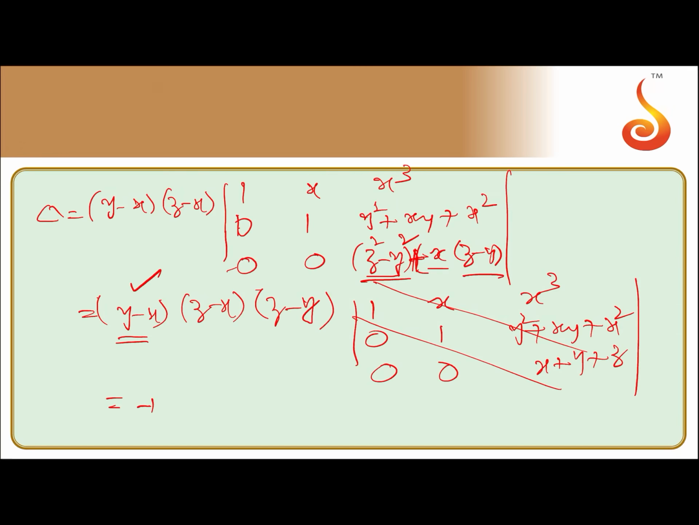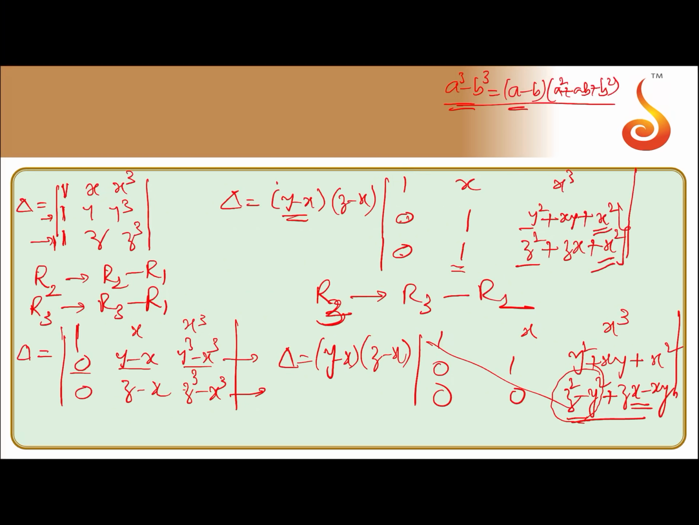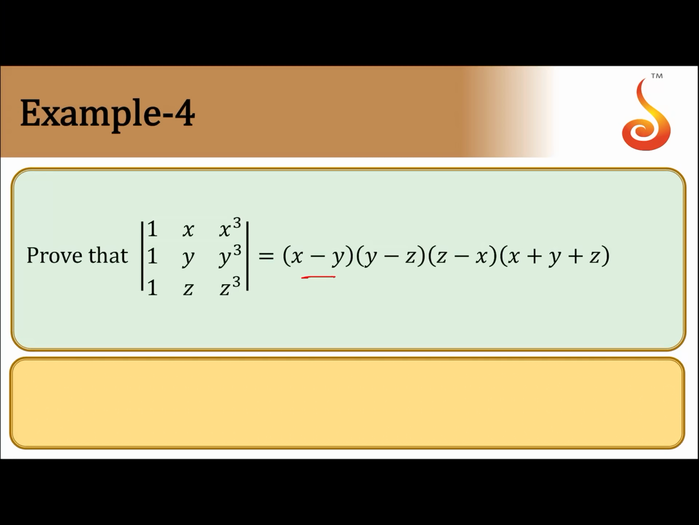Taking minus common from here, minus 1 multiplied by x minus y into z minus x. Here also minus 1 as common, y minus z multiplied by x plus y plus z. This minus minus will become plus. And that gives us the result here. So that is our required answer, x minus y, y minus z, z minus x into x plus y plus z.